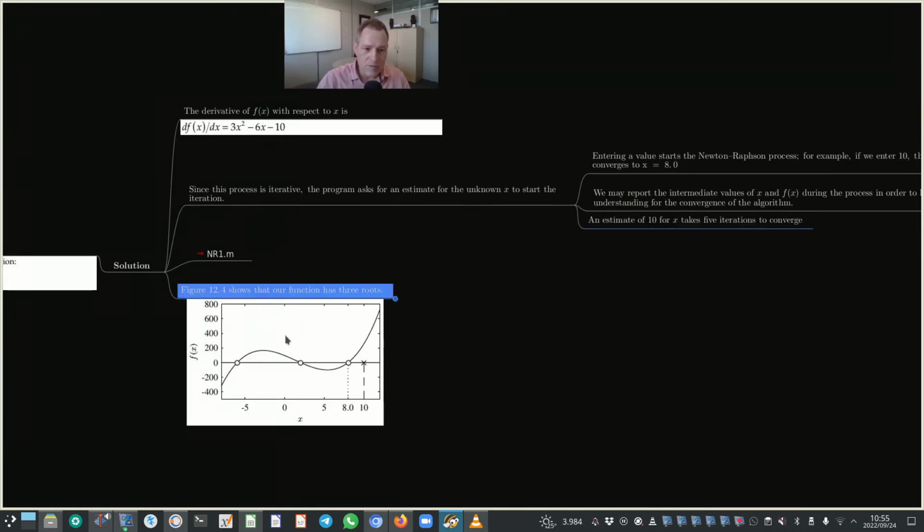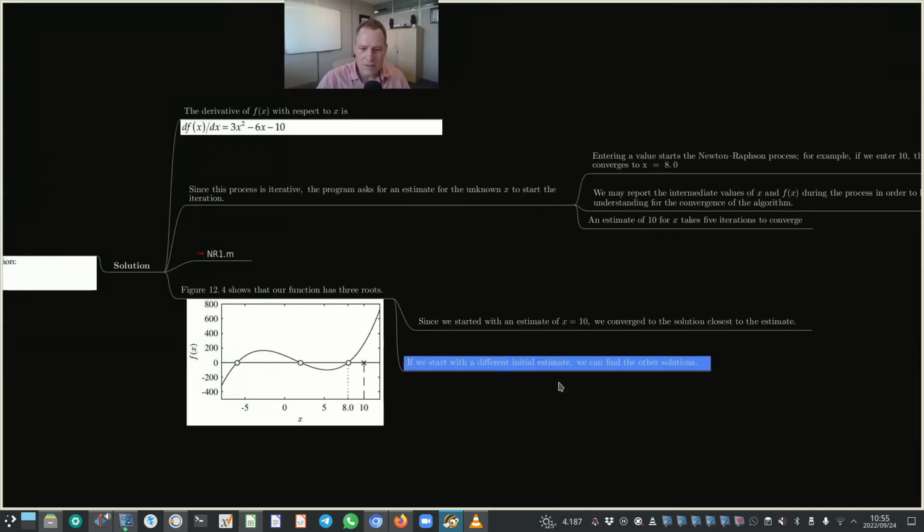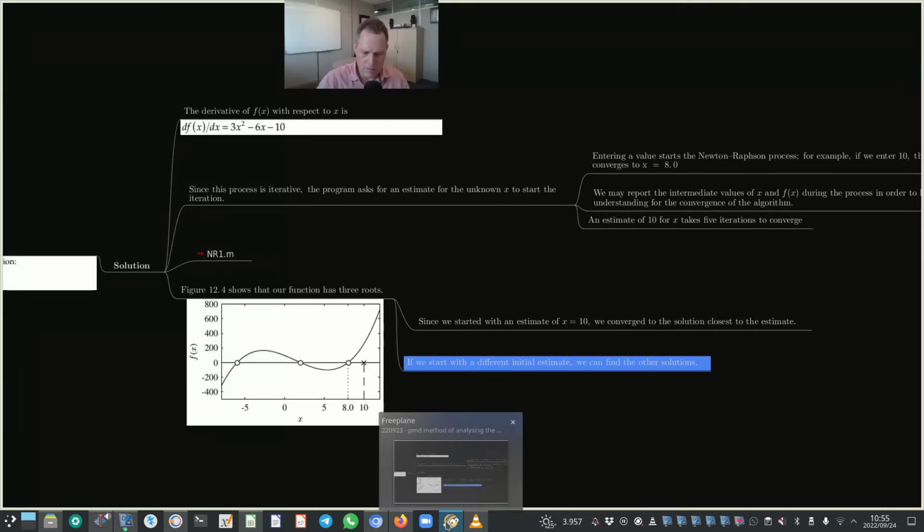Now figure 12.4 shows that for our function there are 3 roots. There's 8, there's something around 2, and then there's something around minus 6. Since we started with an estimate of x equal to 10, we converge to the solution closest to the estimate. If we start with a different initial estimate, we can find the other solutions. So let's start with x equals 1 and see what the converged value is.